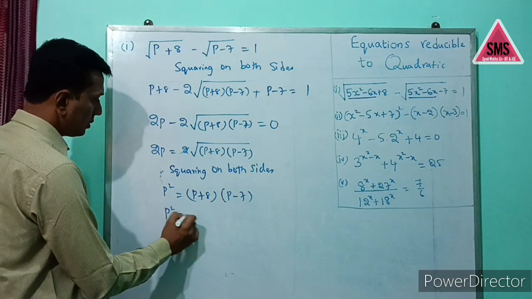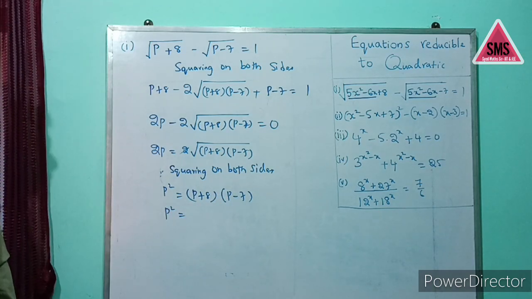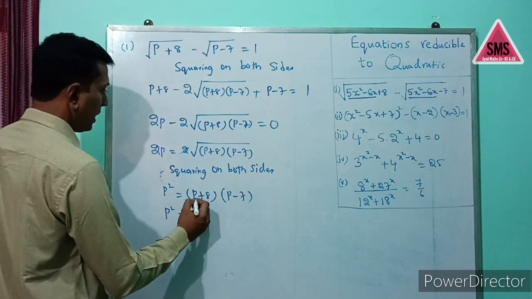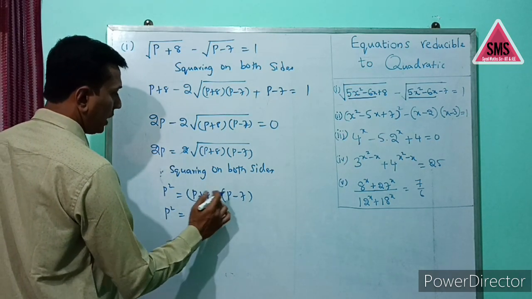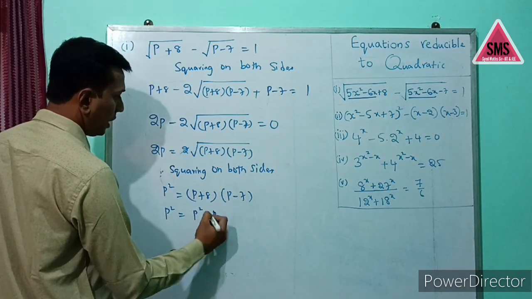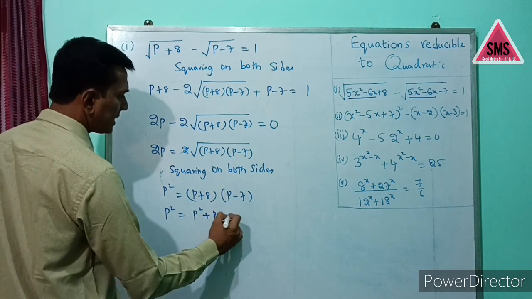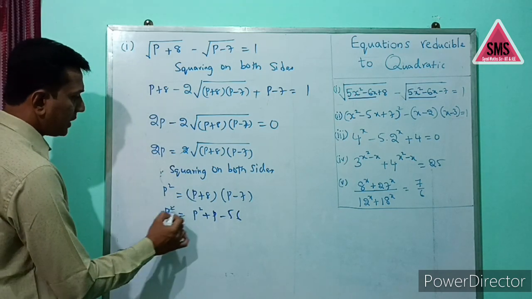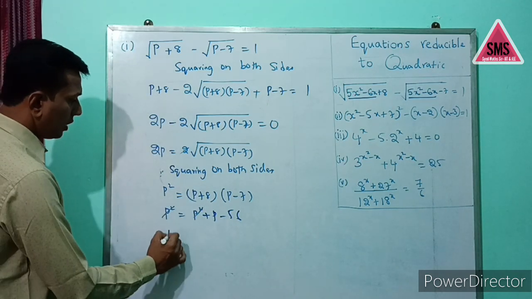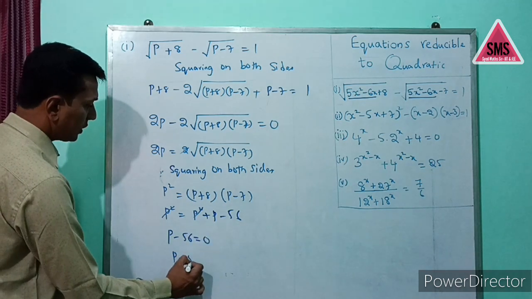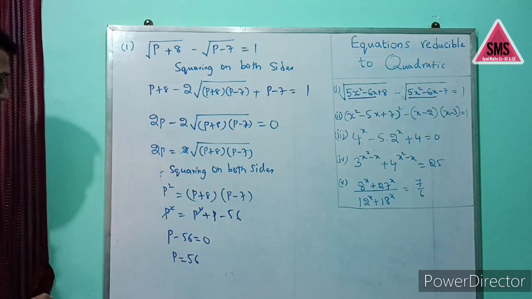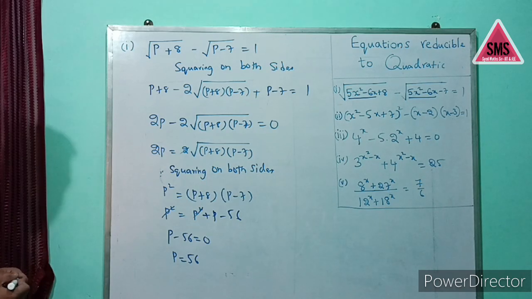Again p plus 8 into p minus 7. So multiply: p into p is p square, 8p minus 7p, you will get p here. Again 8 sevens are 56. And this p square gets cancelled. You will be left with p minus 56 equals 0, where p is equal to 56.